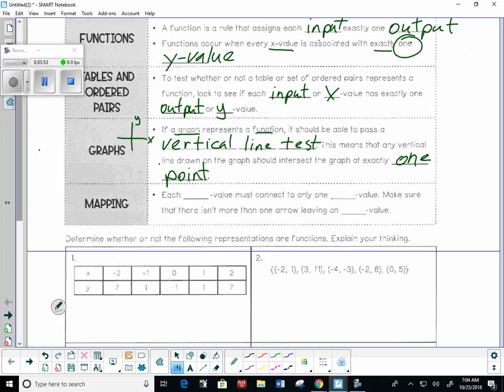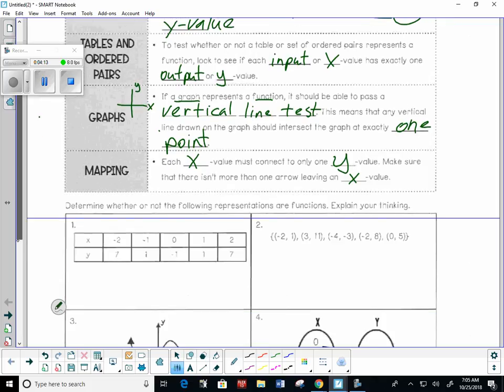It's kind of fun actually. So each x value must connect to only one y value. Make sure that there isn't more than one arrow leaving an x value. Okay, and we'll look at that on the mapping as well. Okay, so let's go down here.